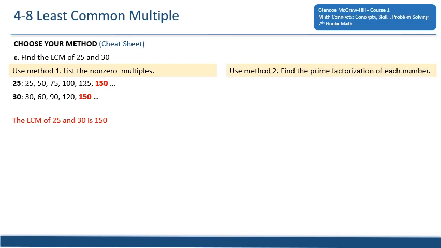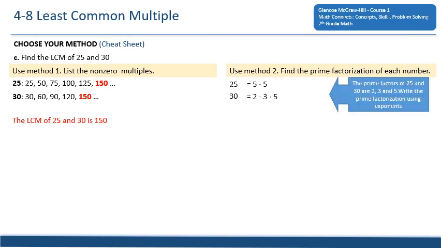So now we'll use prime factorization of each number. 25, we have 5 times 5. And 30, we have 2 times 3 times 5, because 6 times 5 is 30. And the prime factors of 25 and 30 are 2, 3, and 5. Write the prime factorization using exponents.